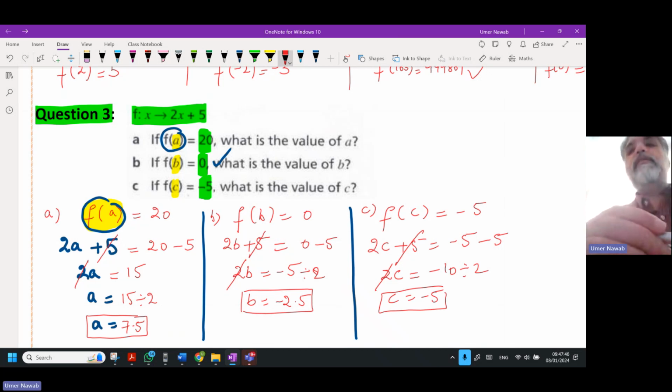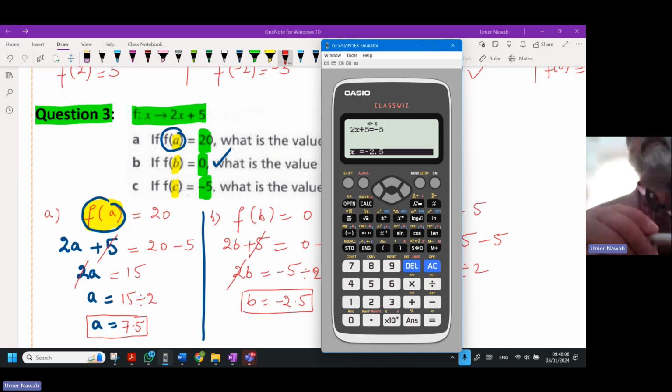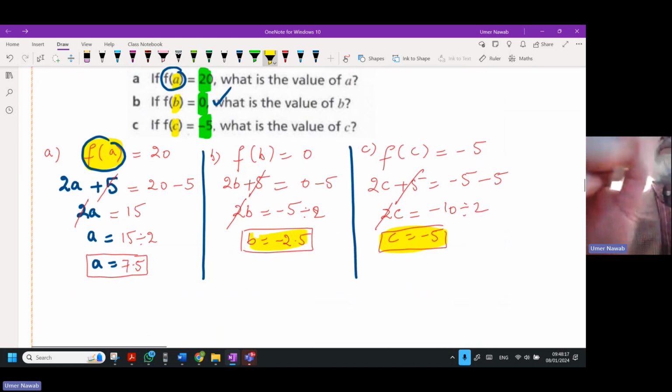Now may I check this answer from a calculator? So write the equation 2x plus 5 equals -5. What is my output at this time? My output is -5. I'm going to solve this equation to get my required input. Press Shift, Solve, ignore this one and press the equal sign. I got -5. Did you see? I already got my answers. So in this case, my input is -5.